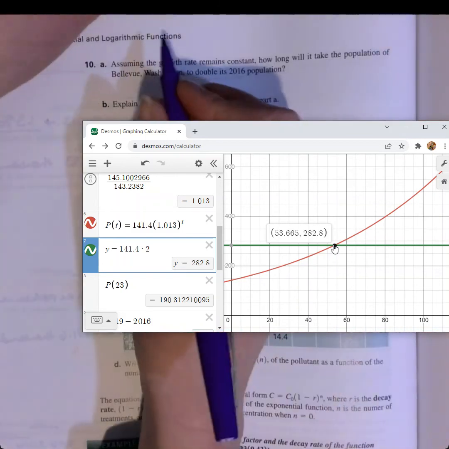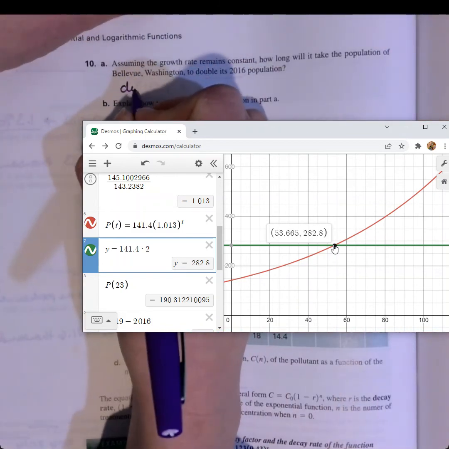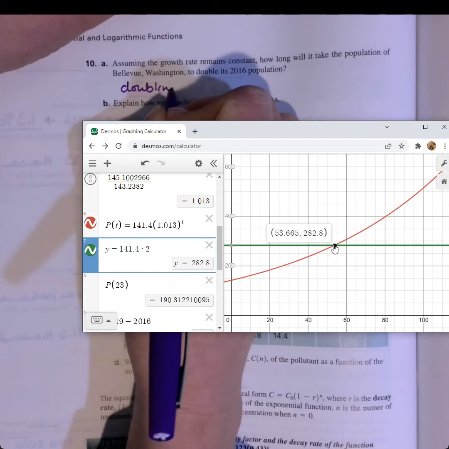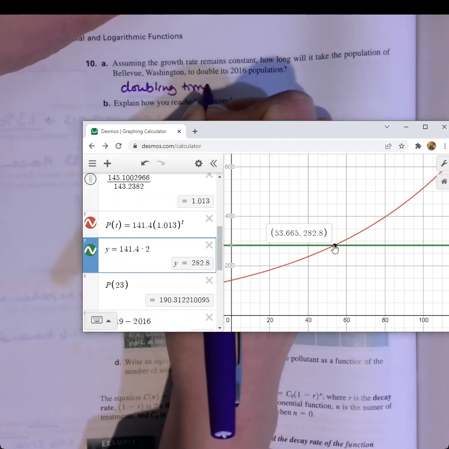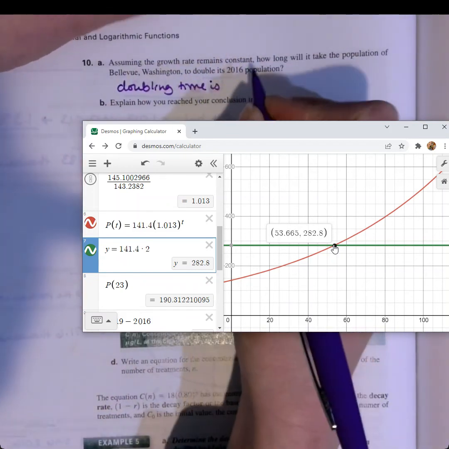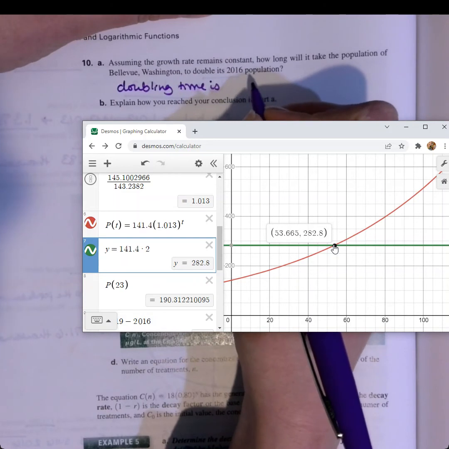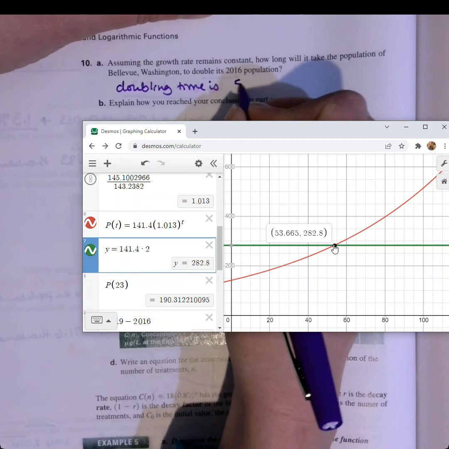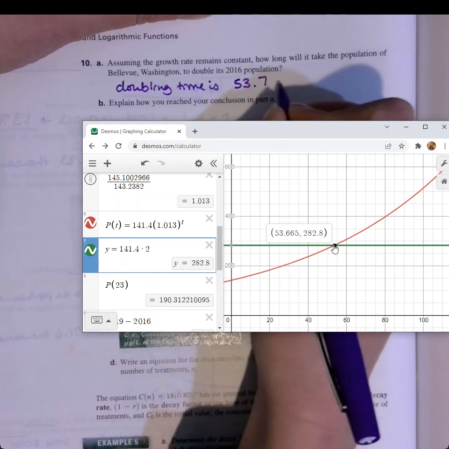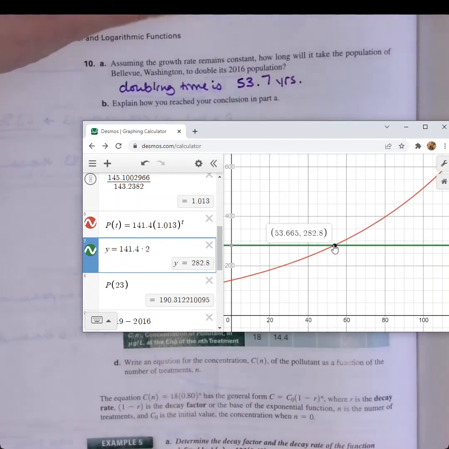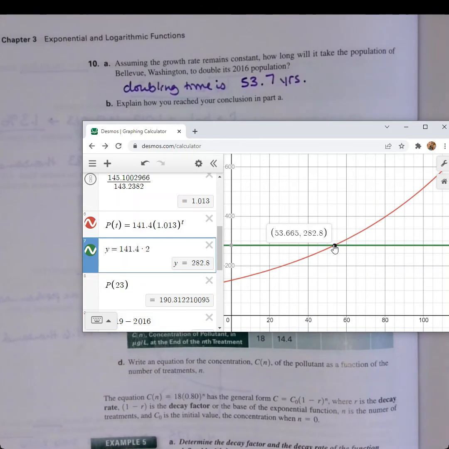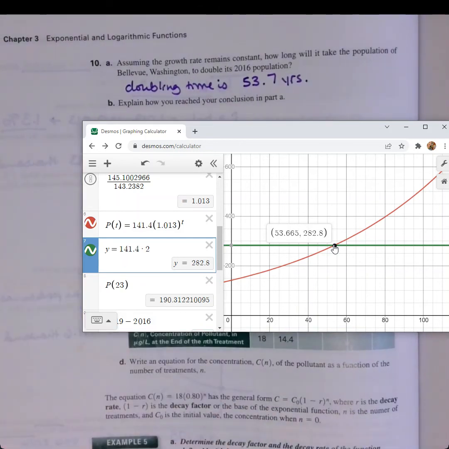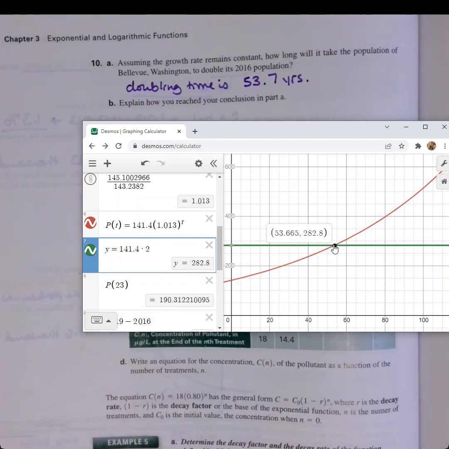So we're going to double in 56.665 minus 0, or 53, I meant to say, or 53.7 years. Okay. So we did that a few times in the last section, so hopefully that makes sense. I'm doubling from the initial value, so I'm subtracting 0 from my x-coordinate here. 53.7 minus 0 is 53.7 years.